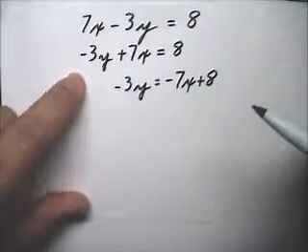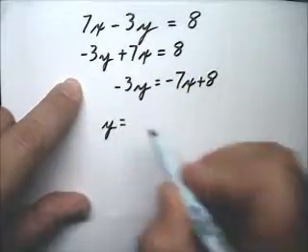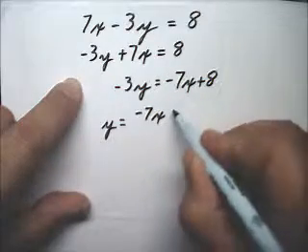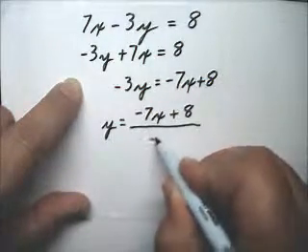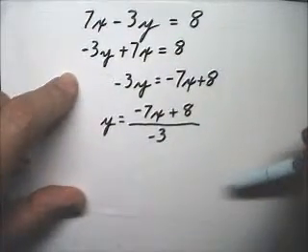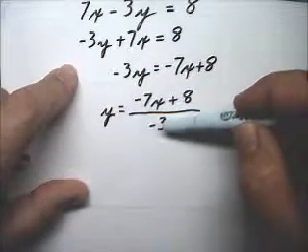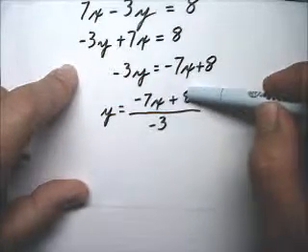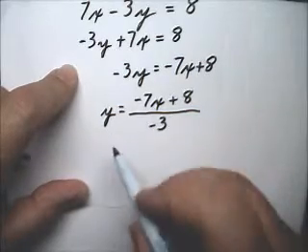And the last step is to divide both sides by negative 3. So I end up with y equals negative 7x plus 8 divided by negative 3. And this is pretty good just the way it is. You could simplify a little bit by dividing the negative 3 into this and also dividing the negative 3 into that, but this is an acceptable answer.